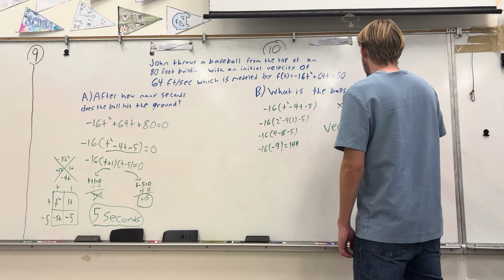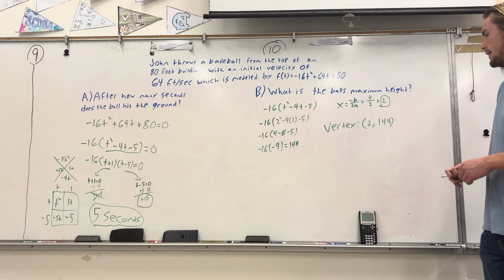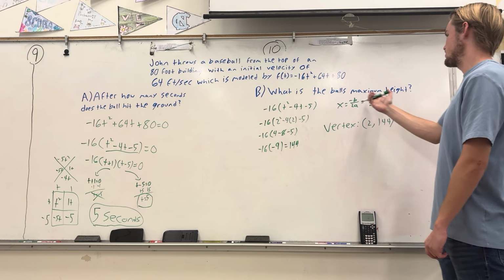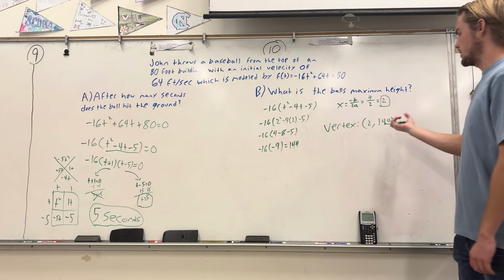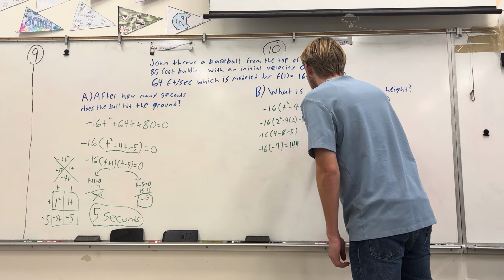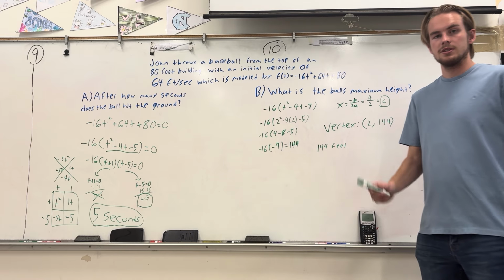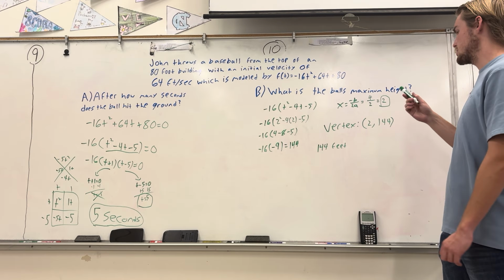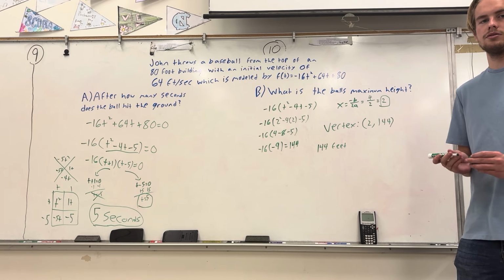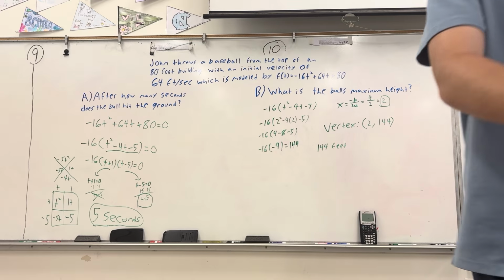So our vertex for this graph is going to be at 2, 144. And now we need to contextualize in terms of the problem. It says, what is the ball's maximum height? Well, we know it's just whatever the y value is of the vertex. So the ball's maximum height is 144 feet. If we wanted to be a little bit more specific, we could also say that it reaches its height at 2 seconds. So at 2 seconds, the ball's going to reach its maximum height of 144 feet. And that is it. That's how we do this beast of a problem.